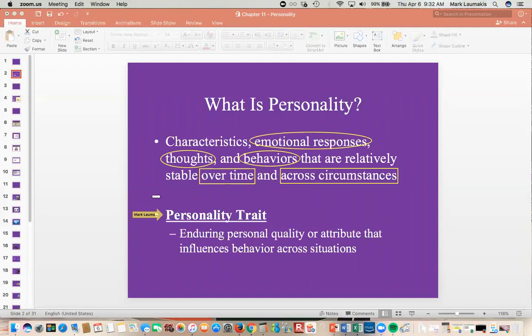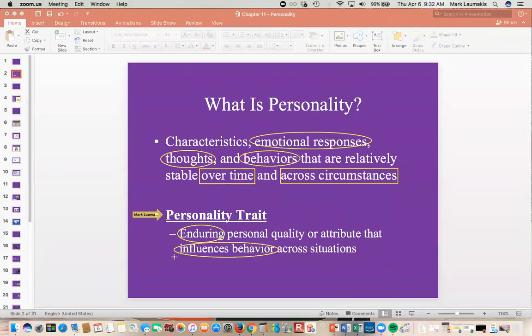What we're really getting at with that definition is the idea of a personality trait. A personality trait is an enduring quality or attribute that you have that influences behavior across different situations. So a couple key elements to this definition, right? It's enduring. That gets to that consistency idea, right? It influences behavior, right?